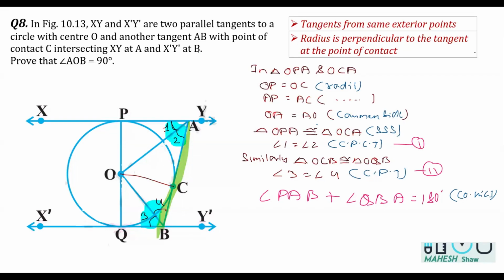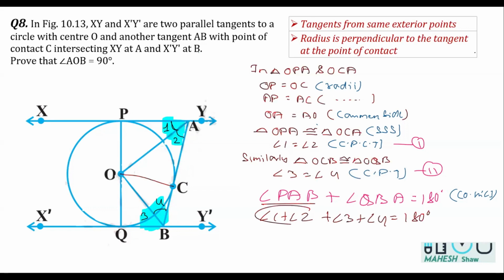So now, since these two angles are supplementary, what I can say is that this is angle PAB. I can write this as angle 1 plus angle 2, right? This is angle 1 plus angle 2. And similarly, this angle can be written as angle 3 plus angle 4 is equal to 180 degrees.